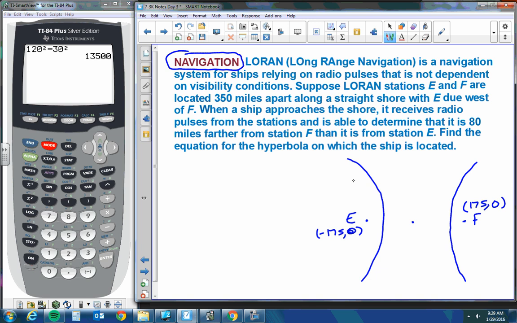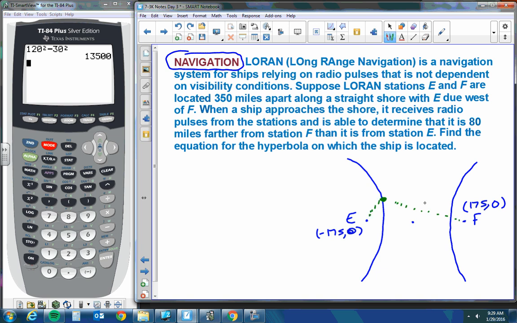Now, I'm going to put a point on the hyperbola. Put it wherever you want. It really doesn't matter. Try to put it nowhere special. Actually, I should be careful about this. It said that the ship is 80 miles farther from station F, which means I messed up. It should have been over on this branch, technically. Doesn't actually matter. But let's get it right.